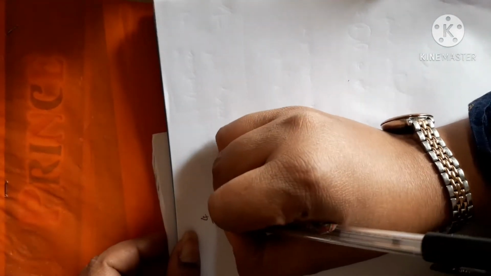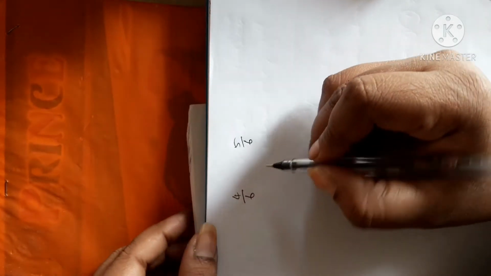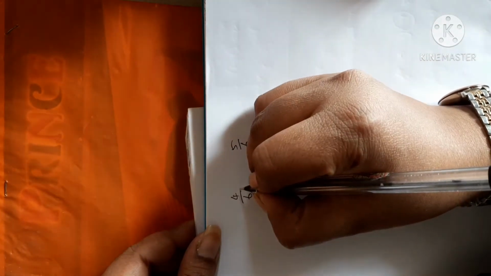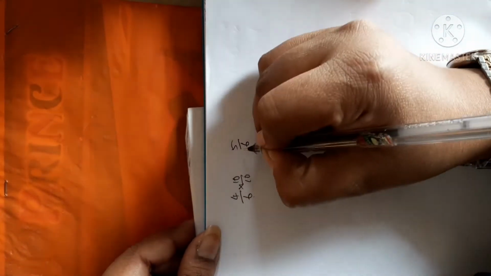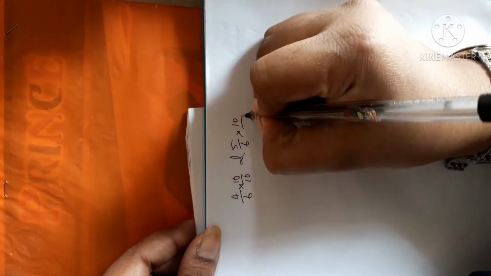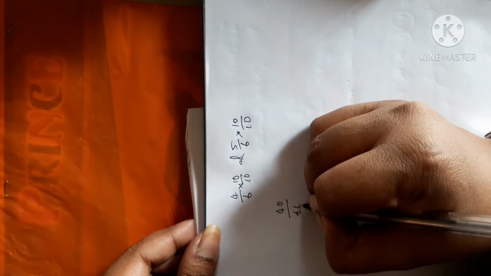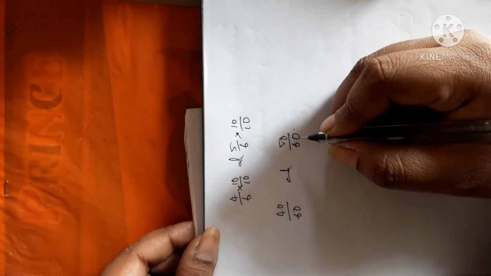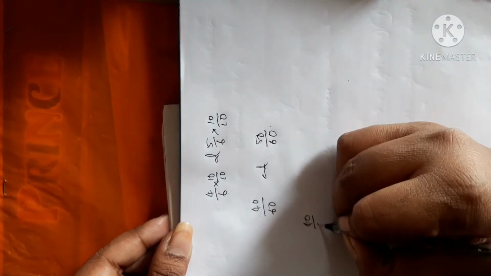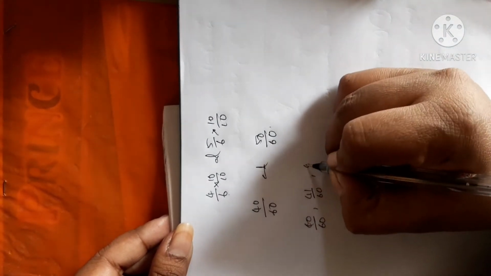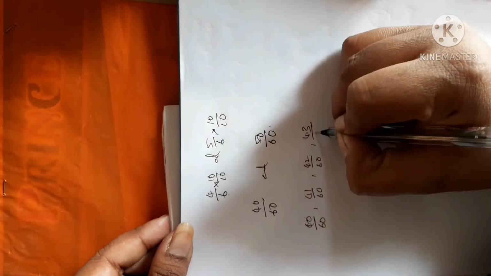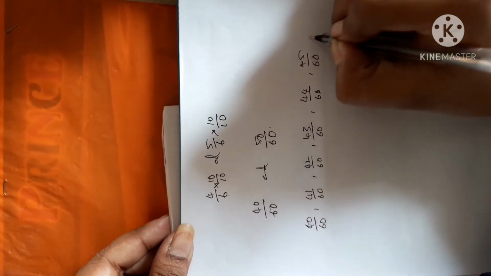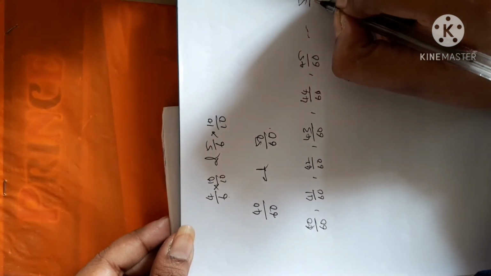Now 4 by 6 and 5 by 6 are like fractions, but you feel that after 4 by 6 there is no other number. So what I'm doing here is multiplying and dividing with 10 by 10, and here also multiplying and dividing with 10 by 10. So 40 by 60 and 50 by 60. Now are they like fractions? Yes. Am I changing the value? No. Now 40 by 60, 41 by 60, 42 by 60, 43 by 60, 44 by 60, 45 by 60, like that, 49 by 60, like 50 by 60.